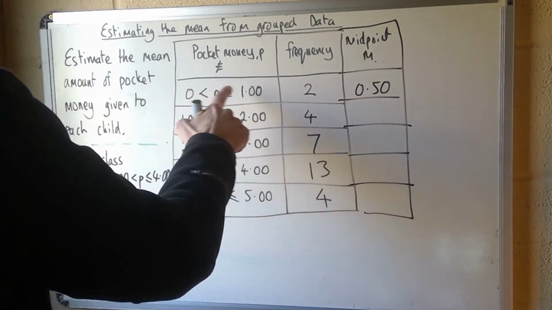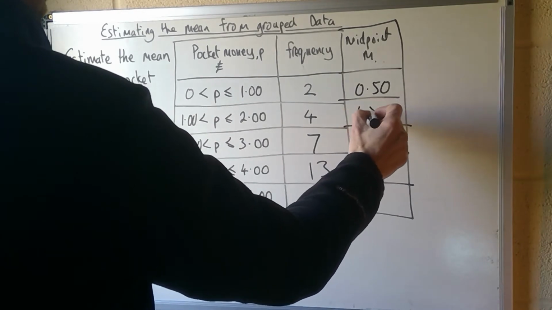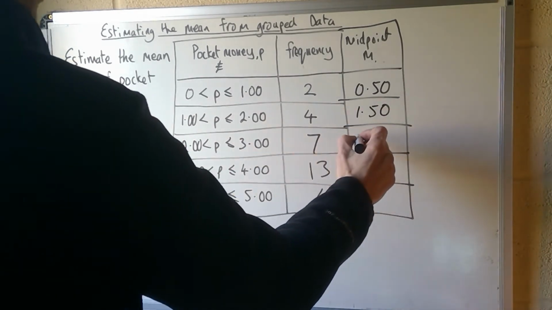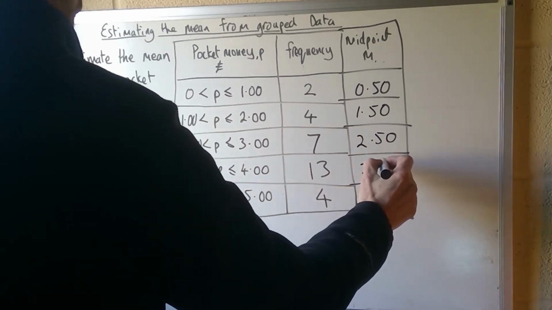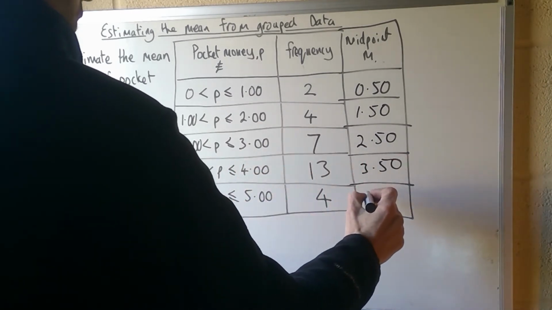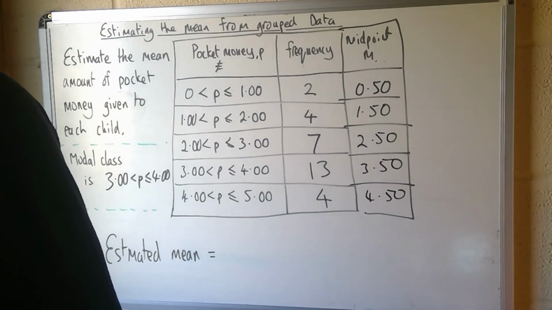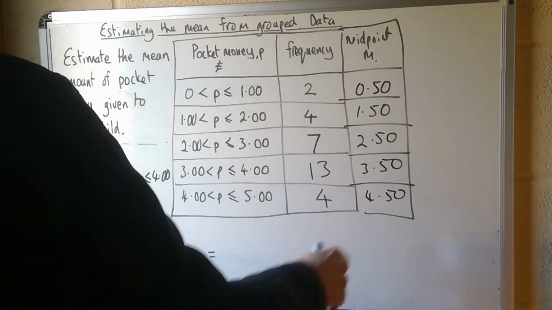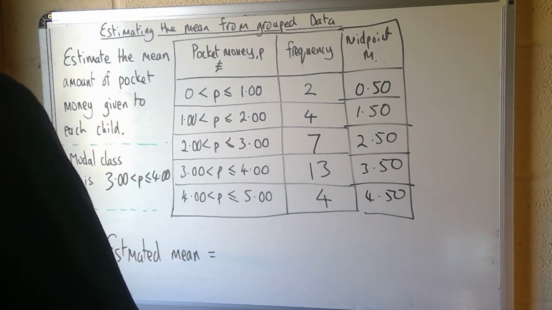So the midpoint between 0 and £1 is 50p, between £1 and £2 is £1.50. Then we'll have £2.50 between 2 and 3, £3.50 between 3 and 4, £4.50 between 4 and 5. So this is the best estimate that we can do. That's why it's an estimated mean and not an exact mean.